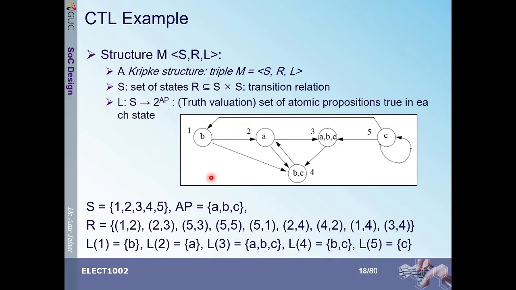So if I'm in state 1, B is true, and of course A and C are false. If I'm in state 2, A is true, and of course B and C are false, and so on. So I have an output vocabulary, which is A, B, and C, a set of states, a set of transitions between these states, and a set of labels. Whatever the state is, whatever output is true in every single state.